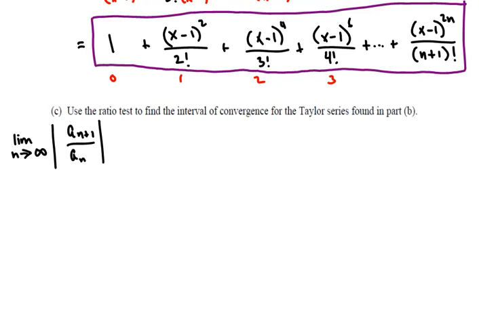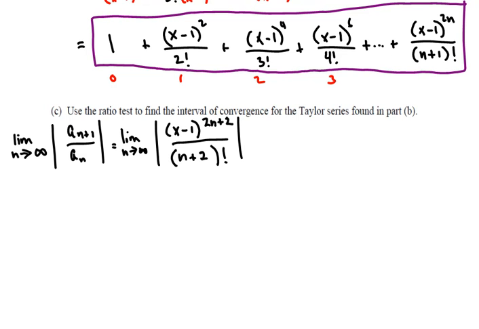So in this case, the n plus first term would be x minus 1 to the 2n plus 2. If the general term was x minus 1 to the 2n, we're going to replace n with n plus 1. And so you have to remember to distribute the 2 over the whole n plus 1, and so we get 2n plus 2. In the denominator, we had n plus 1 factorial already, and now we're going to replace n with n plus 1. And now we get n plus 1 plus 1, which is n plus 2 factorial in the denominator.